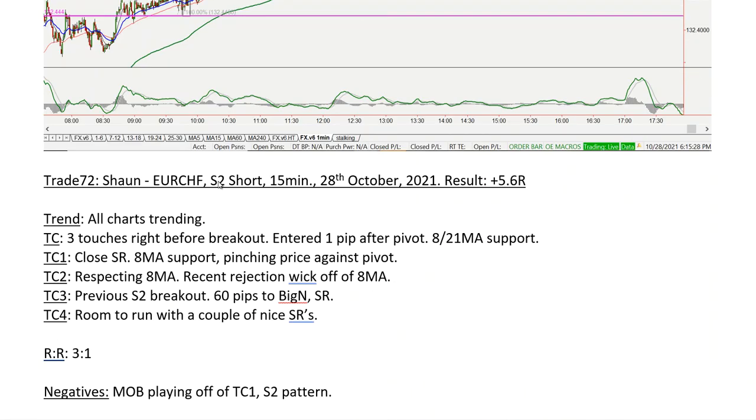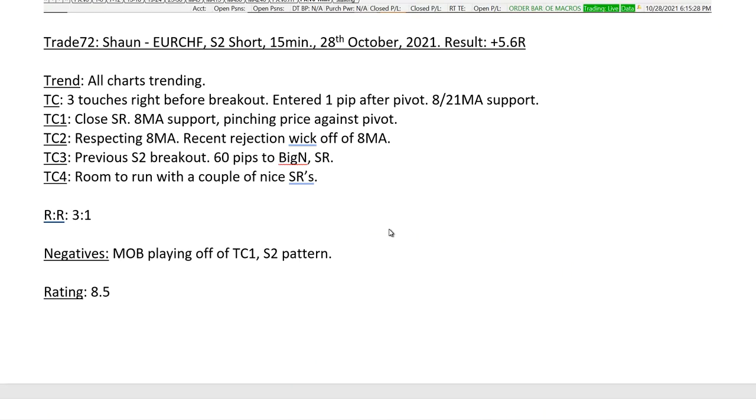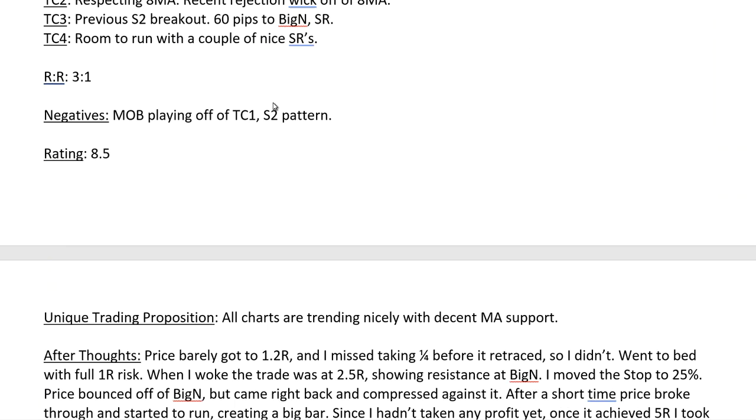Another S2, this time on a 15. So here taking a trade on a 60, on a 1 minute, and now on a 15. So Shaun is very flexible, and that's great. You see, you get greater results on any time frame. It's more about the pattern. So it seems to be an MOB trade. Let's have a look. S2 short 15.